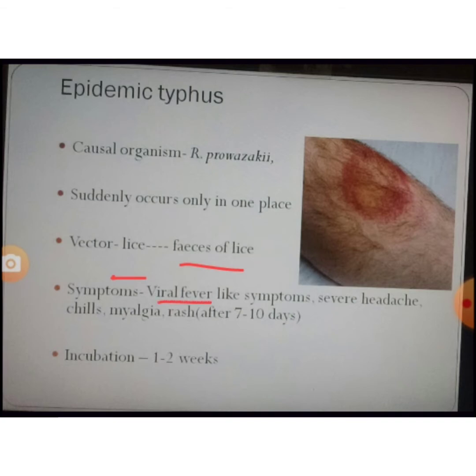Now, what are the symptoms? It causes viral-like fever. There is severe headache, there are chills, myalgia. Now, what is myalgia? It is body pain, pain in the muscles, etc. Then another thing is, it causes a rash, but this rash appears 7 to 10 days after the initial symptoms are seen. If you see the incubation period, it is 1 to 2 weeks.